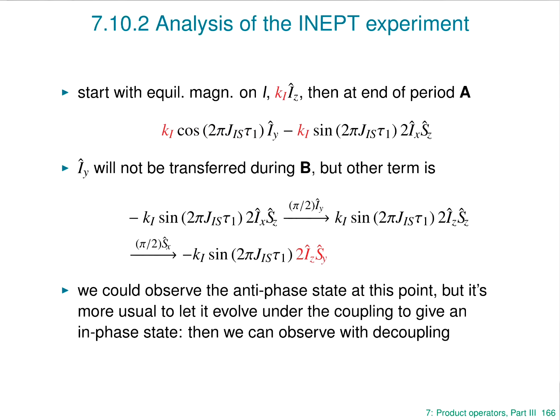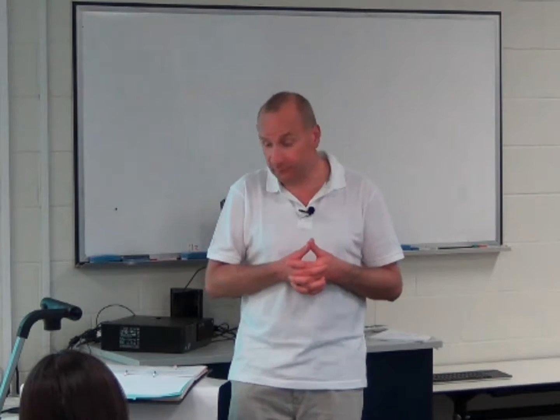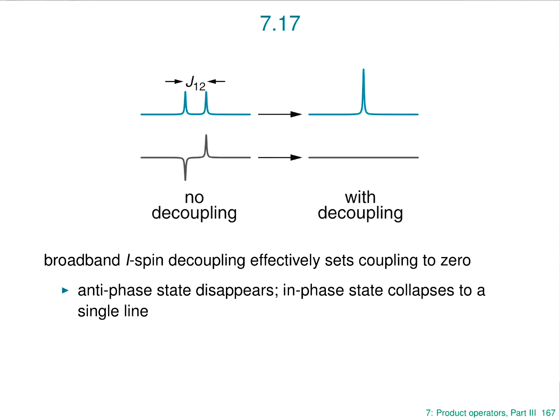So we could observe that, but actually we don't normally do that, because we normally want to observe the heteronuclear spectrum, the S spin spectrum, the carbon spectrum, for example, under conditions of broadband heteronuclear decoupling, because this simplifies the spectrum by collapsing all the couplings away. Unfortunately, if you're going to decouple, you can't decouple an antiphase state. Well, you can, but if you do, it just disappears.